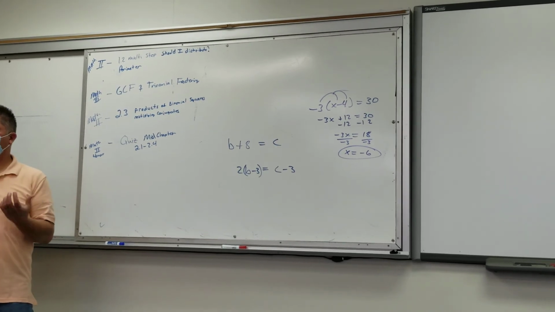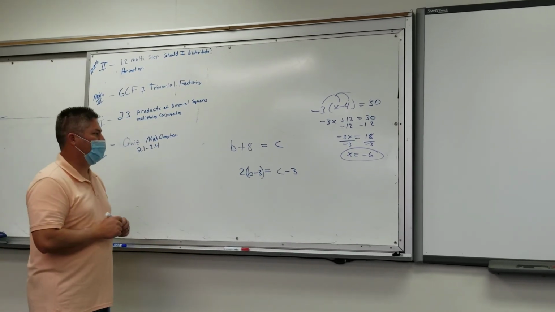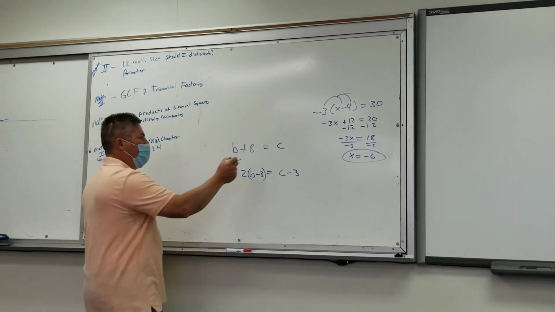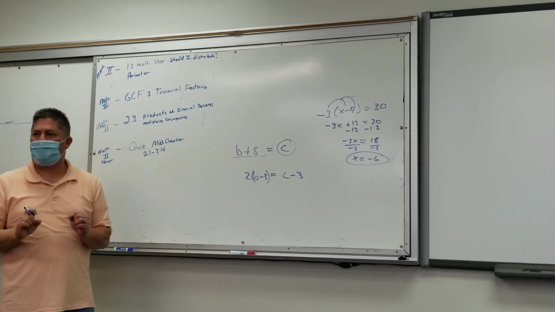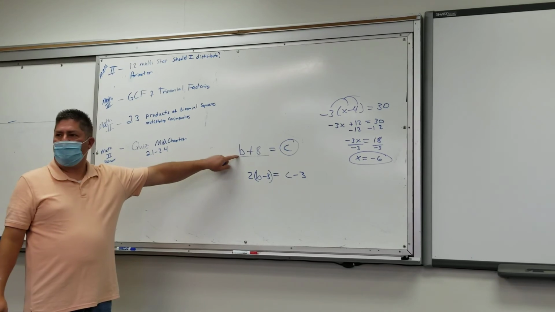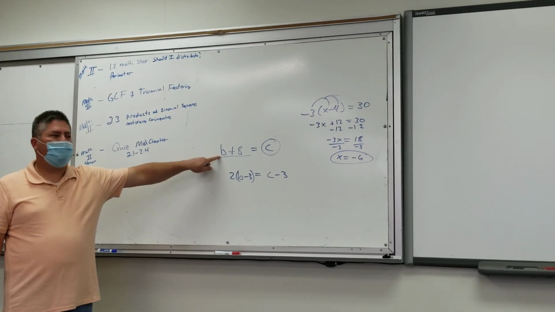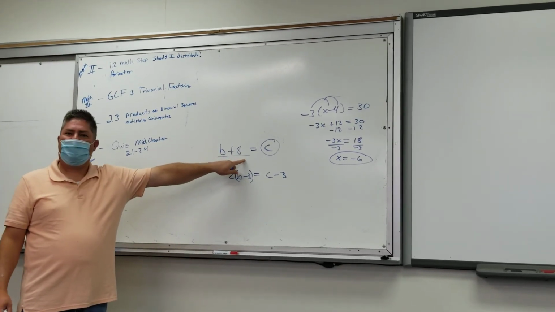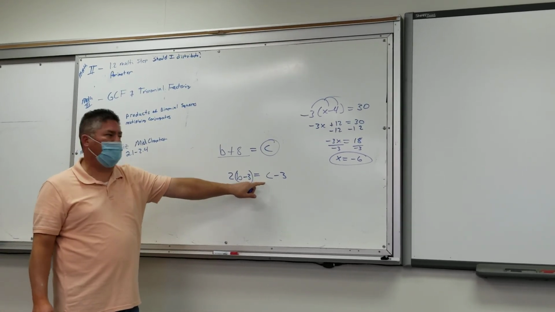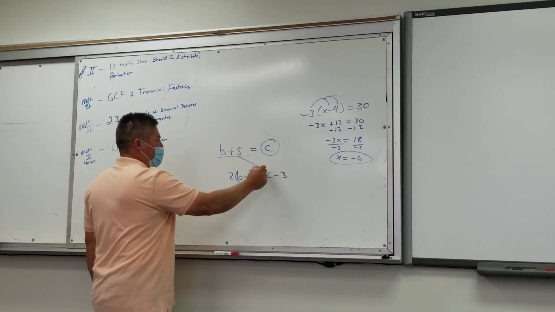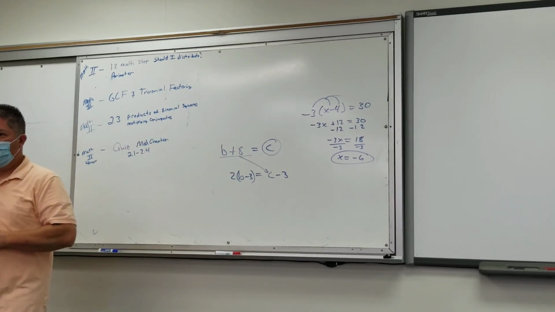Now this is a simple substitution problem, and let me explain that. What does your cousin equal? What does the letter C equal? B plus 8. So what can I replace this C in this other equation with? B plus 8.